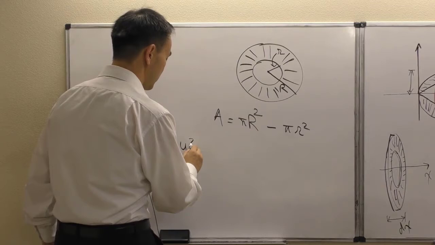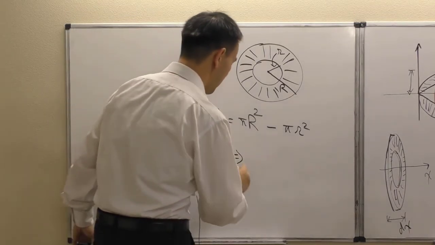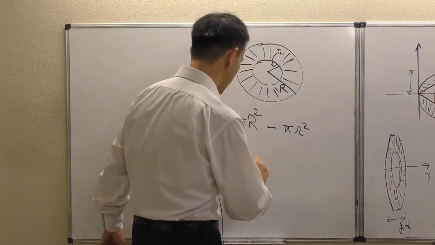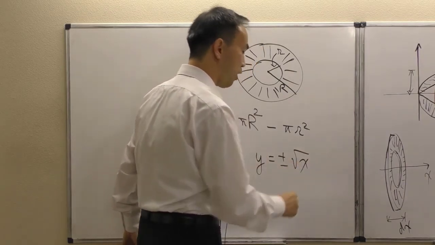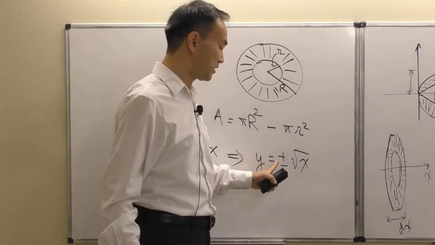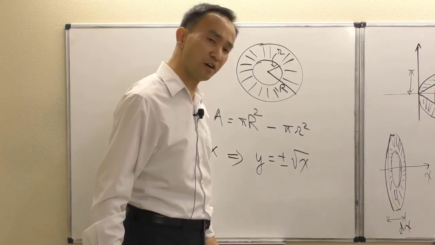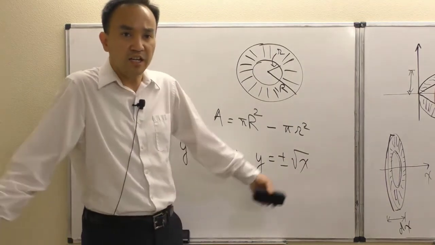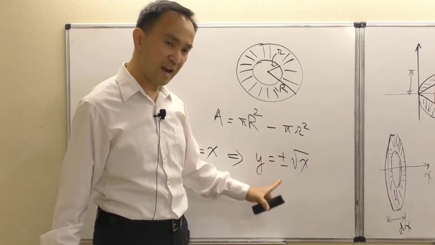So y squared equals x. Okay, then we can take the square root of both sides, and that gives me y equals plus and minus the square root of x. We always have to take the plus and minus square root anytime that we're taking square roots and operating on both sides of any equation. But now, in this way, that means we have two expressions.